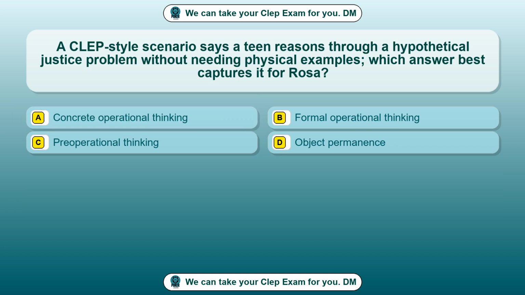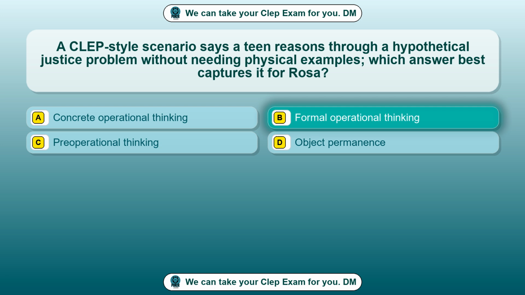Question 17. A CLEP-style scenario says a teen reasons through a hypothetical justice problem without needing physical examples. Which answer best captures it for Rosa? Option A, concrete operational thinking. Option B, formal operational thinking. Option C, pre-operational thinking. Option D, object permanence.